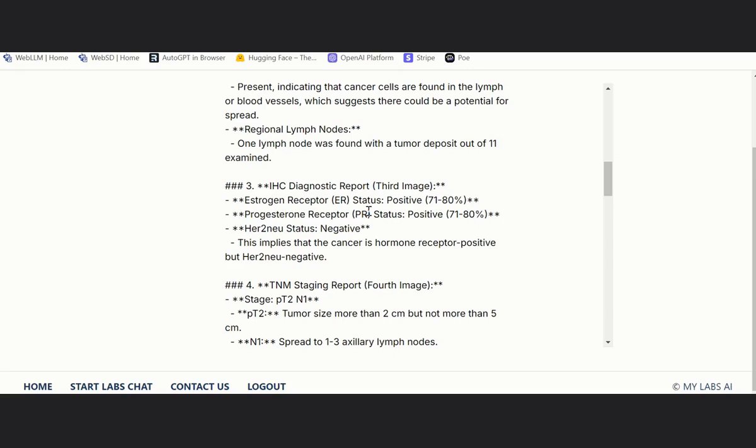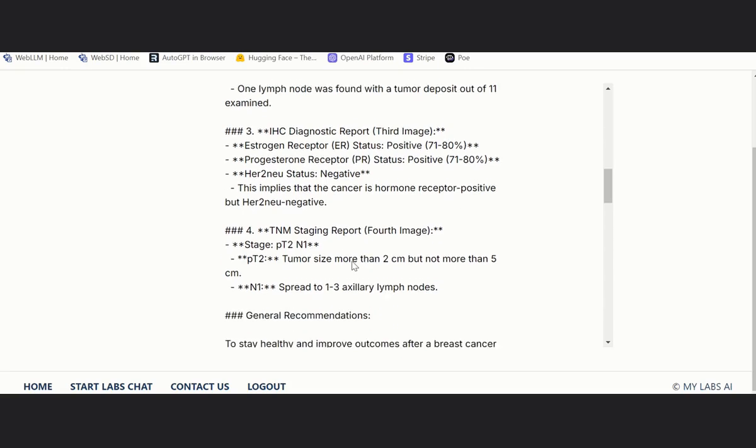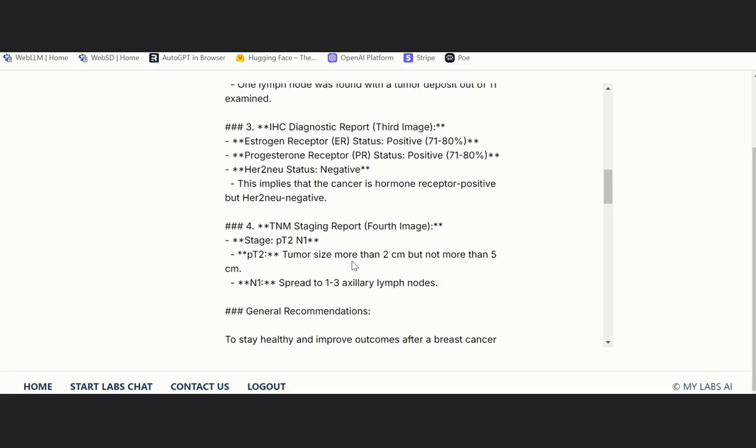Alright, so this implies that the cancer is hormone receptor positive, but HER2/neu negative. Alright? I think these are terms that describe the kind of cancer. They are HER2 negative cancer cells. Right? Something like that. We could ask the AI to explain a bit more on that later.